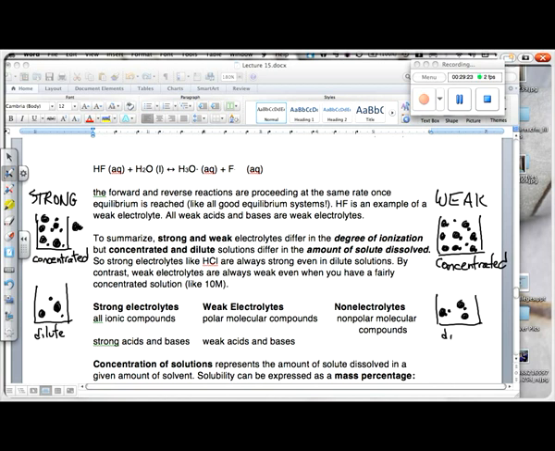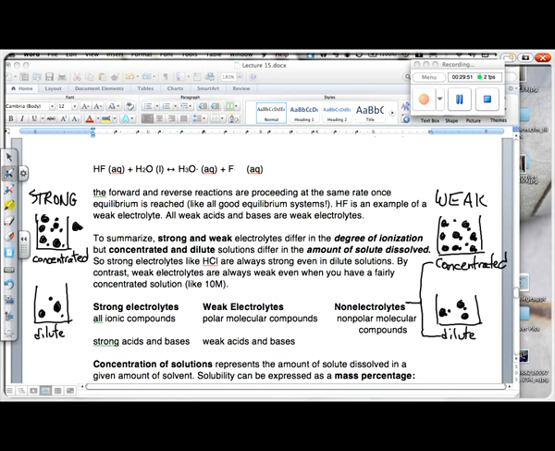And this would be a dilute. So you see the difference between them. What we have left to do is quantify this concentrated versus dilute. Okay? So, in summary, strong electrolytes are all ionic compounds and strong acids and bases. Weak electrolytes are polar molecular compounds, which include weak acids and bases.